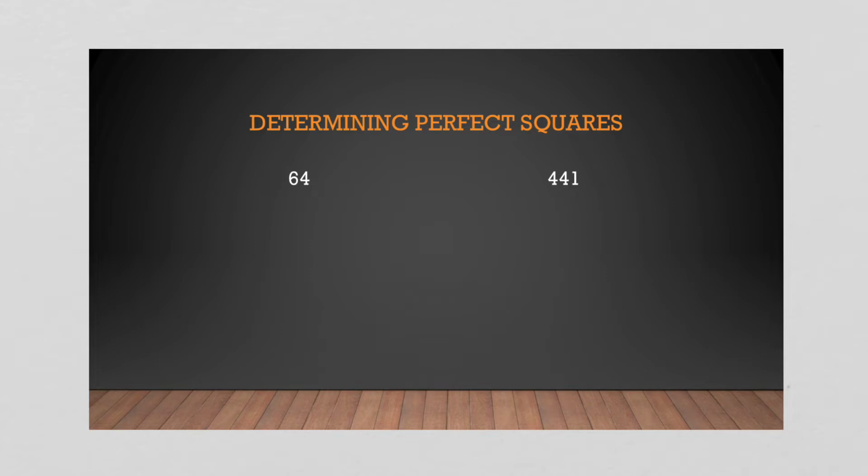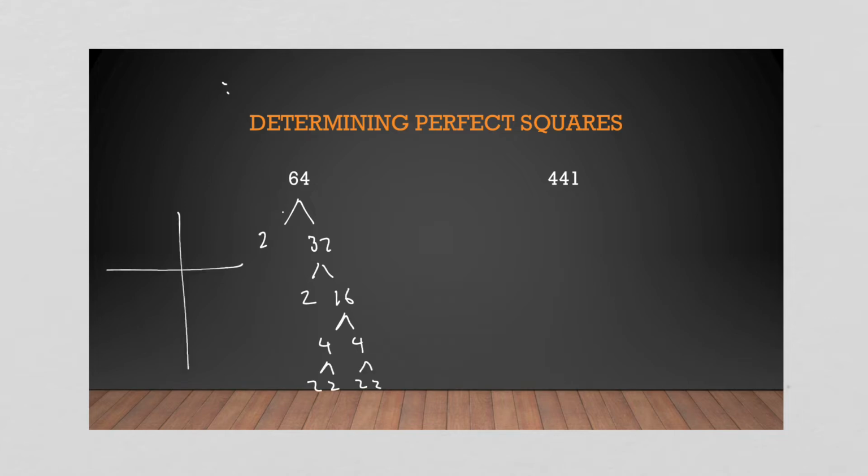Now, 64, you'll be like, oh, it's easy. It's just 8 times 8, two identical factors. Sure. But if you didn't know that, let's just say you're like, okay, well, 2 times 32, 2 times 16, 4 times 4, 2 times 2, 2 times 2. You're looking for two groups of factors.